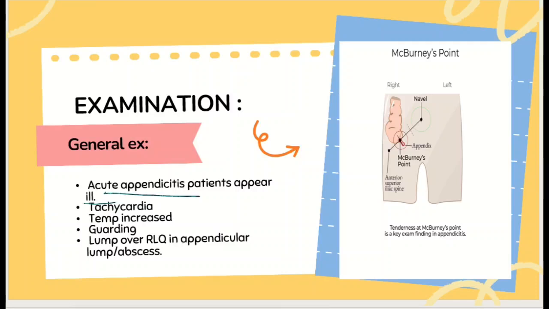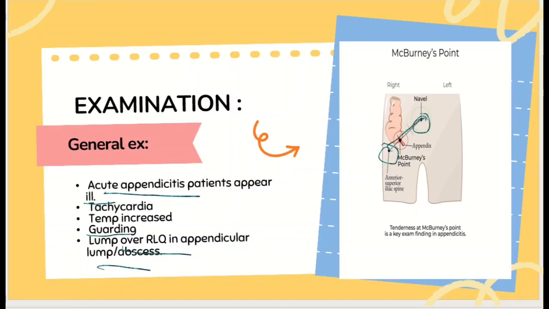Coming to the examination part, in general examination, patient will look ill. The acute appendicitis patients appear ill. They will have tachycardia, temperature will be increased, or appendicular lump may be felt in right lower quadrant, or sometimes abscess formation also seen. In this diagram, let's see what is McBurney's point.